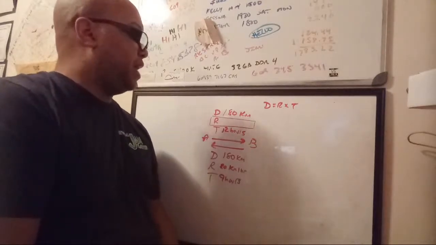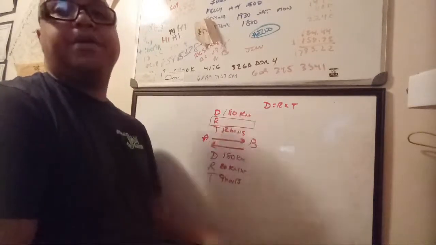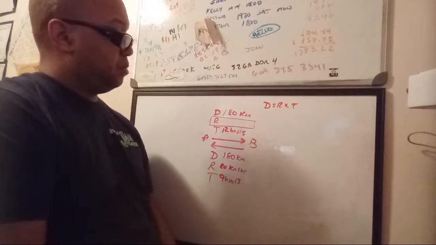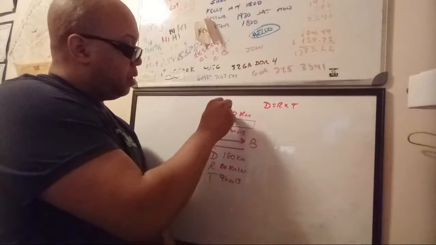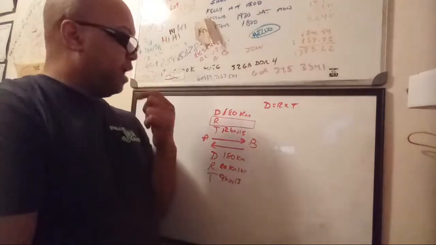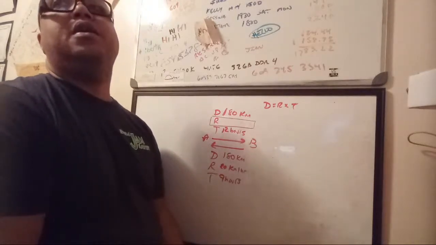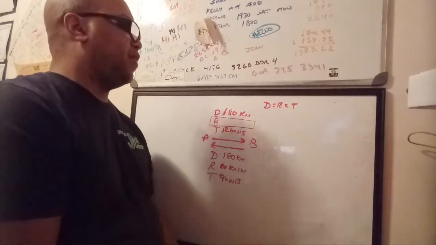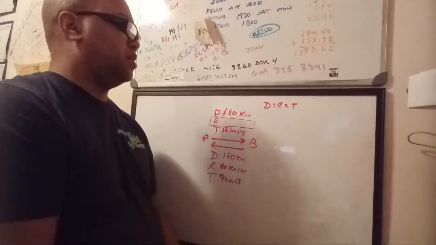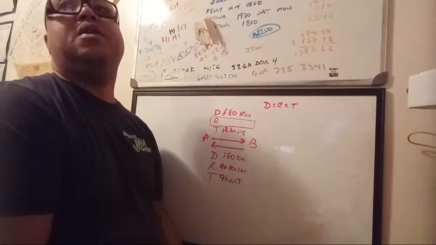Okay. So based on what we have here, can we find our rate on the trip there? Yes. How are we going to do that? 80 divided by 12. Wouldn't it just be the distance divided by the time? I thought I heard 80 divided by 12. It's not 80 divided by 12, it's 180 divided by 12. Oh, I'm sorry. Yes.